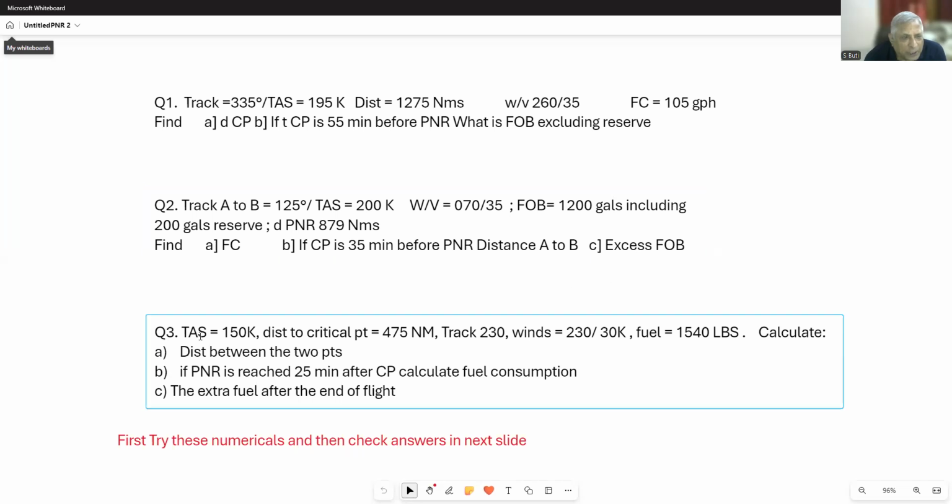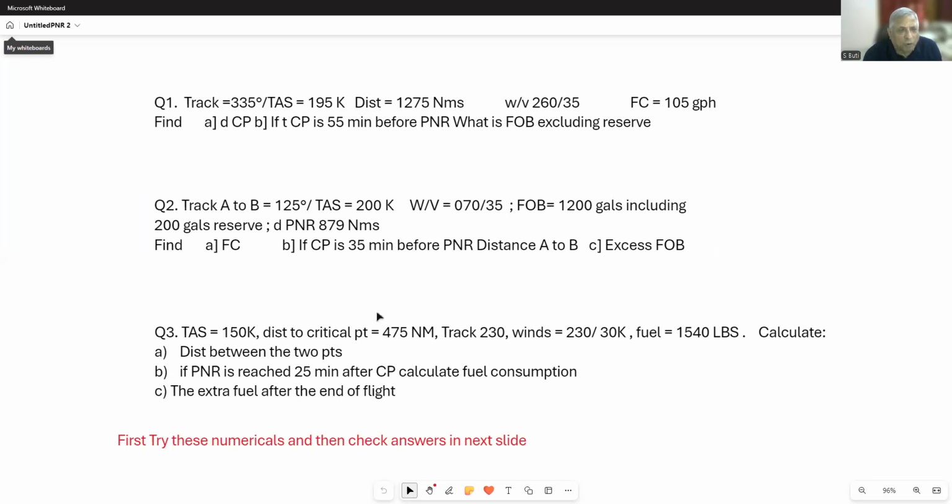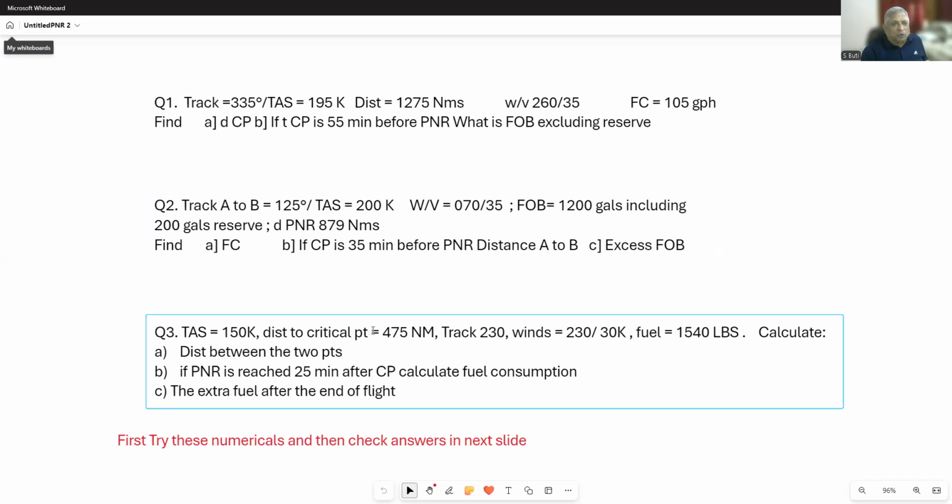In question number 3, true airspeed is given, DCP is given to you, track wind velocity is given to you. From this DCP formula, you will be able to find the leg distance. X is equal to DH over O plus H. He wants distance between the 2 points. And if PNR is 25 minutes after critical point, calculate the fuel consumption, as also, what is the extra fuel at the end of the flight? Find out PSR fuel and the flight fuel from the distance that you have calculated.